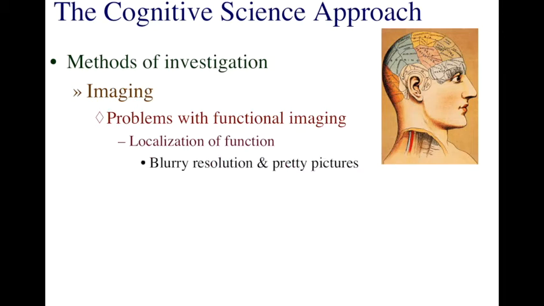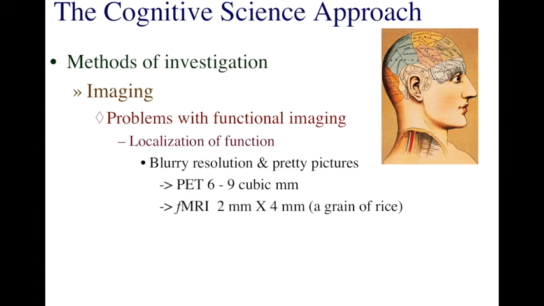Another problem is that even though the pictures look very nice, nice, sharp, structural pictures of the brain with lots of pretty colors added to it that make it look very impressive, the resolution is not as good as we might like it to be. So for example, in a PET scanner, the resolution is approximately chunks of cortex between 6 and 9 cubic millimeters. fMRI is a little bit better. It's about 2 by 4 millimeters. That would be about the same size as a grain of rice.